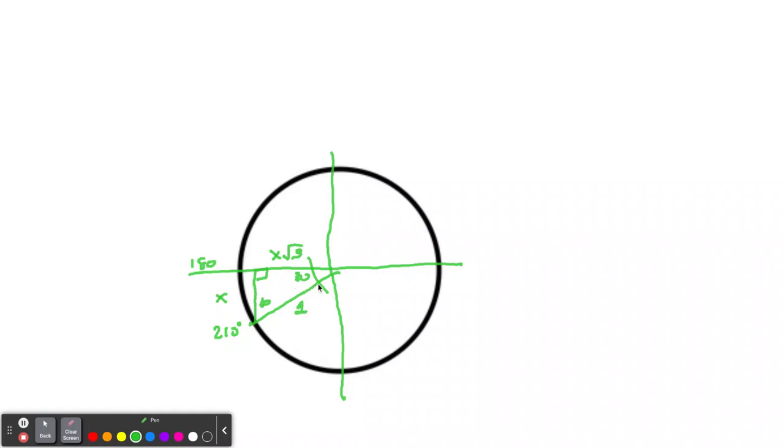Why is it 1? Well, because we said any radius that you create from the center in a unit circle will be 1.